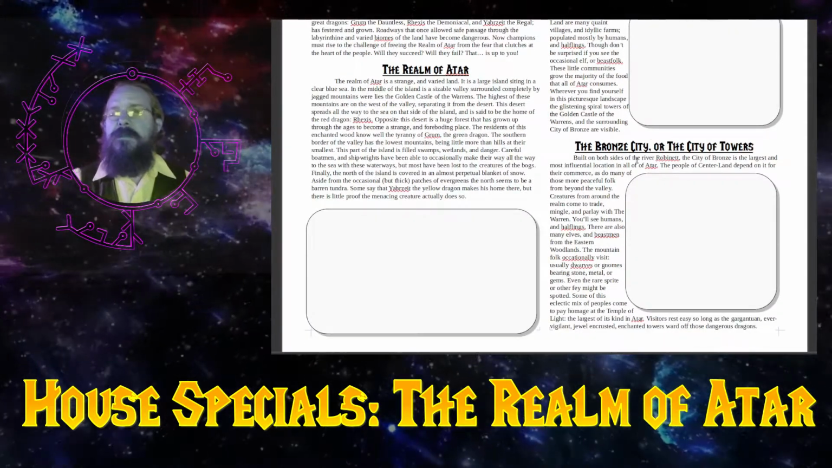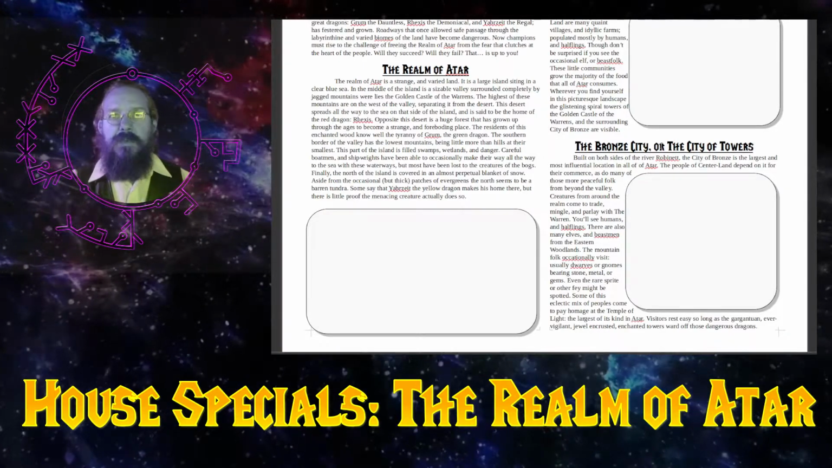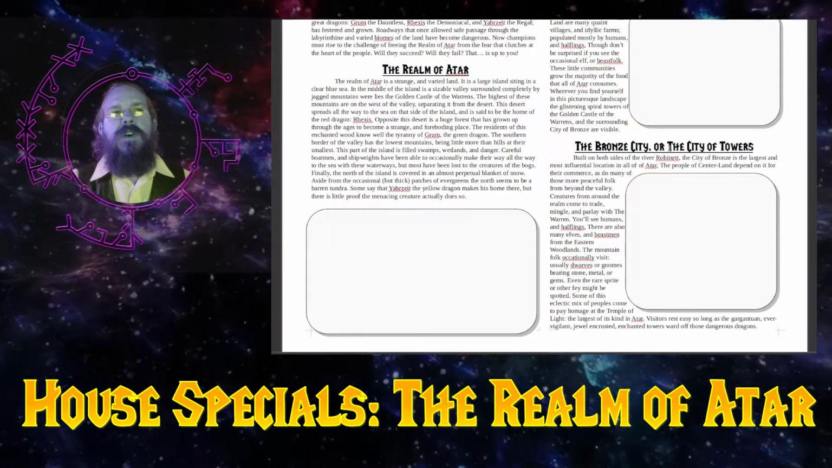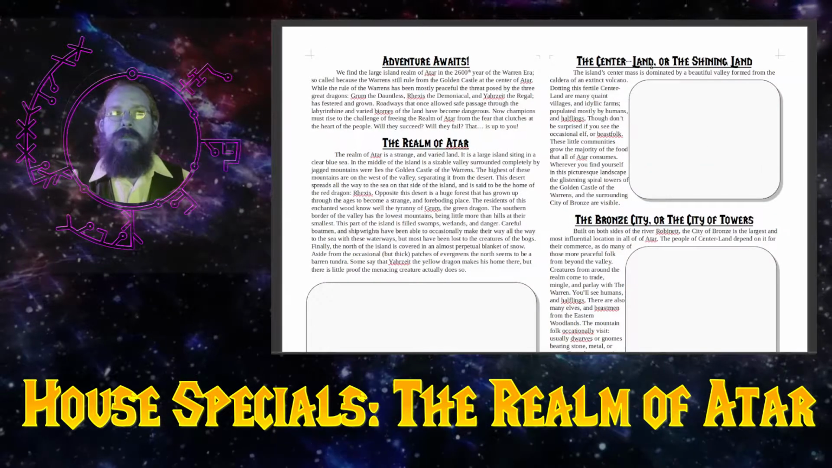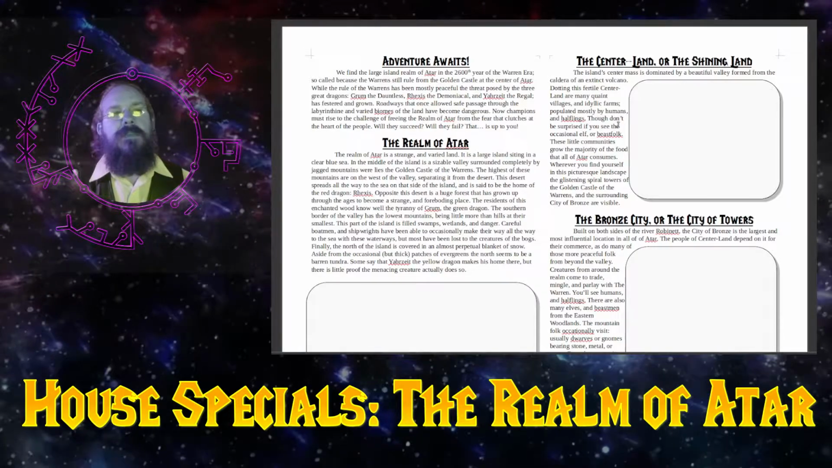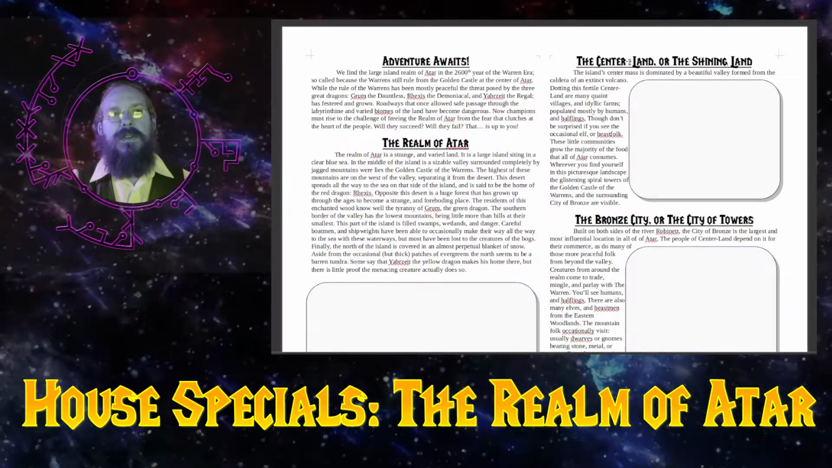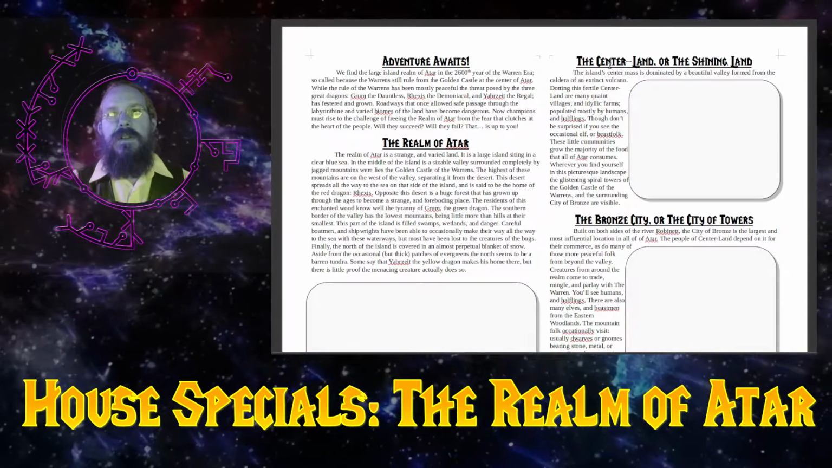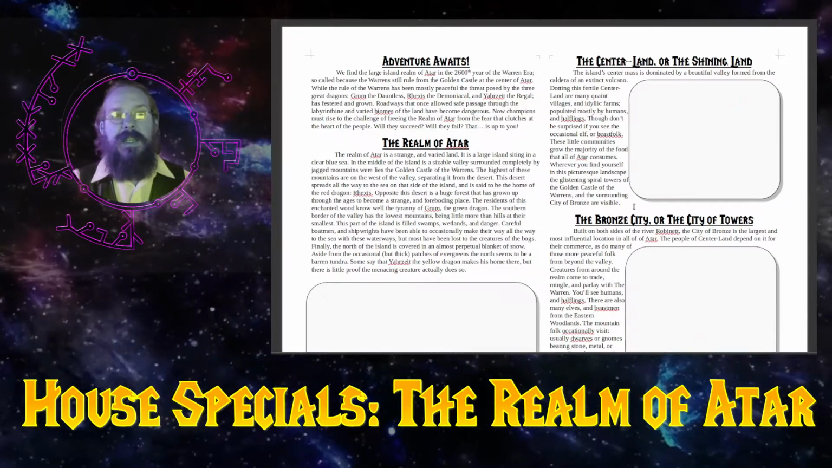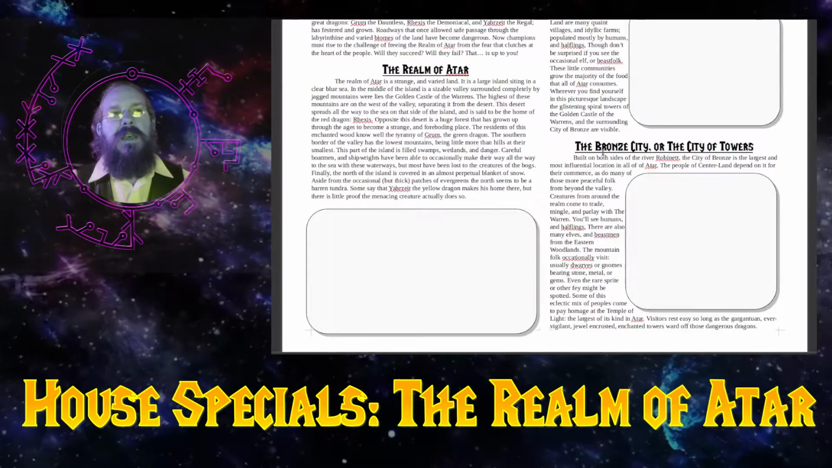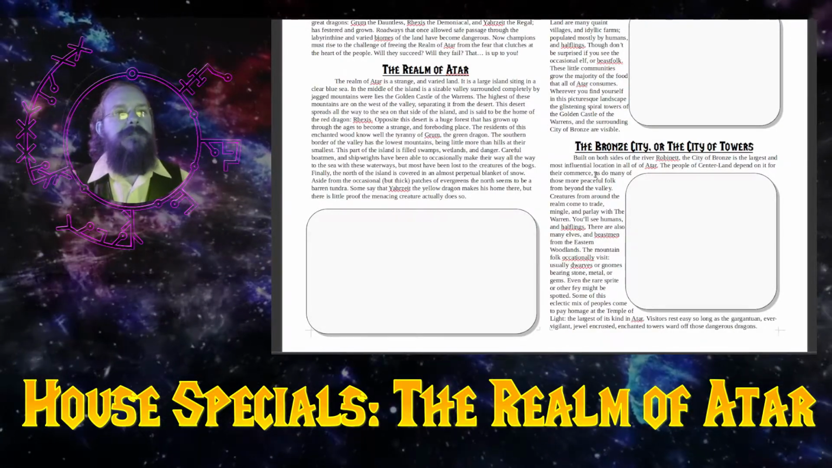And then finally, the final piece of flavor text, as it were, is the Bronze City, or the City of Towers. And I try to give at least two names for this. The Realm of Atar has one name, but the Center Land or the Shining Land, depending on who you ask. Most of the time it's called the Center Land, but sometimes it's called the Shining Land because of what we see with the City of Bronze, or the City of Towers. Mostly called the City of Bronze because of the towers.